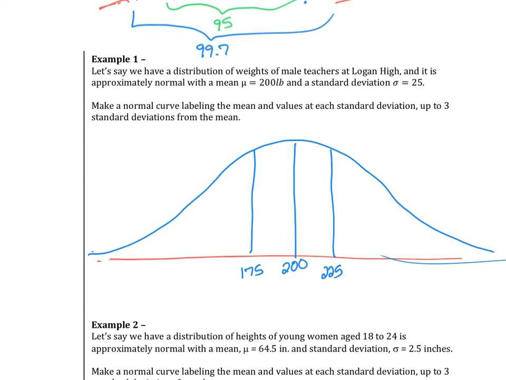If you go 1 more standard deviation, okay, this would be 250 because it's 25 bigger, and 150. About 95% of people will be between those 2 weights. If you go 1 more, it will be 275 and 125. About 99.7% will be between there.